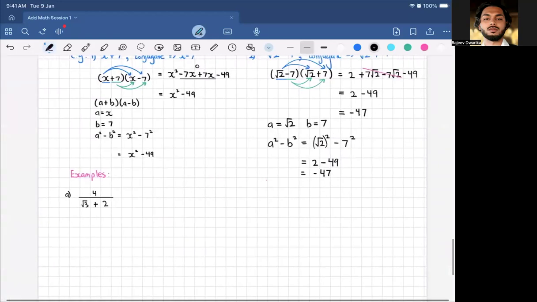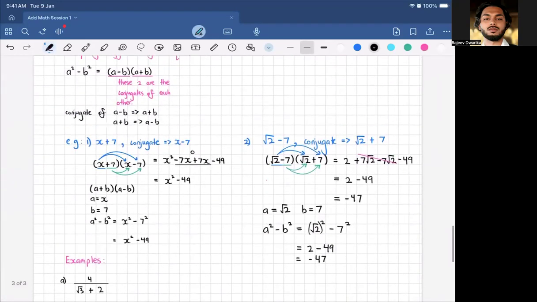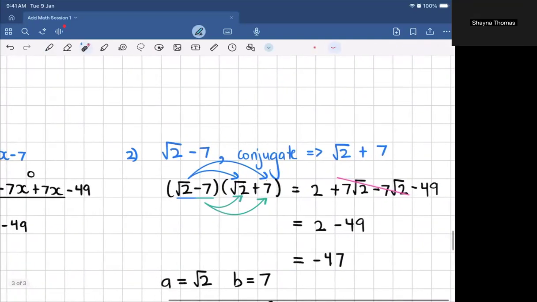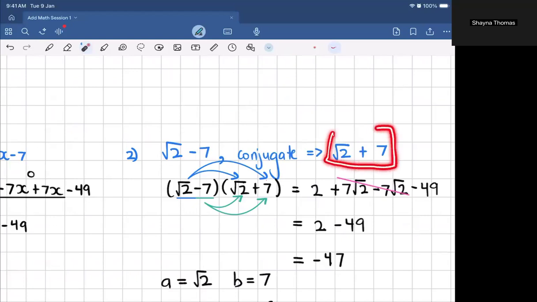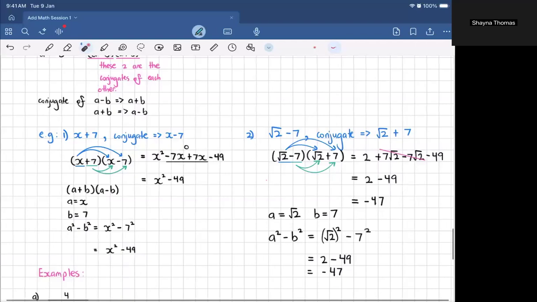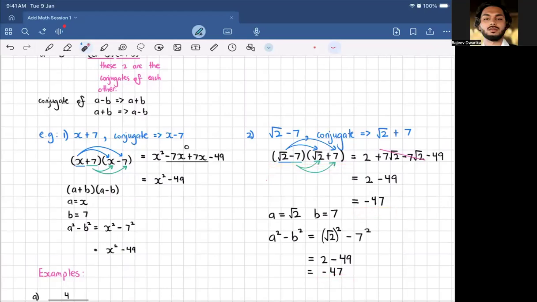So I want to bring something to your attention, Shana. If you look at this, does it have a square root sign in it? Yes, sir. Does it have a square root sign in this? Yes, sir. When I multiply them together, does my answer have any square root sign in it? No, sir. No, so that's what we're after. That is what we want.